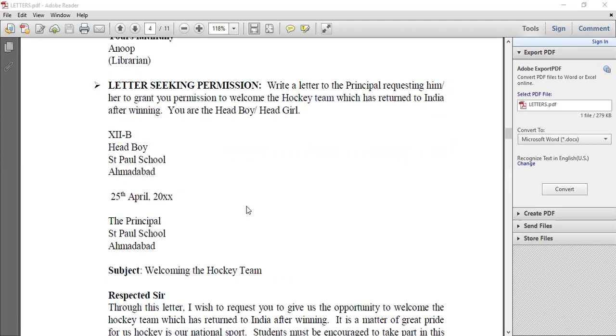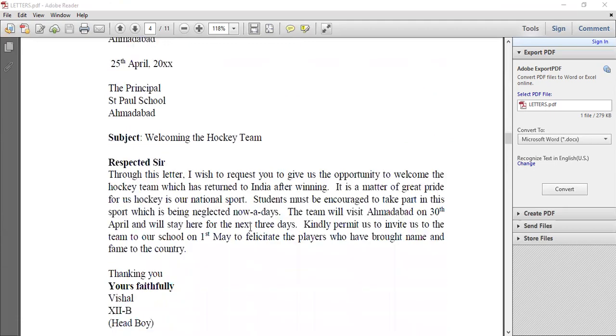And the date with the format, 25th April 2020. The principal, receiver's address: the principal, St. Paul's School, Ahmedabad. The subject: welcoming the hockey team. Subject, welcoming the hockey team. So easily the receiver will come to know that while reading the subject. Okay, welcoming the hockey team, which has won and of course returned to India.